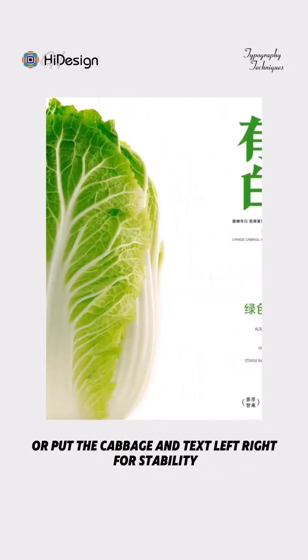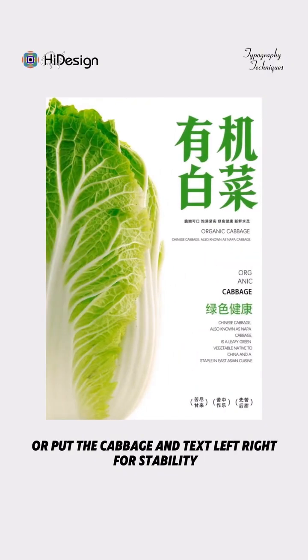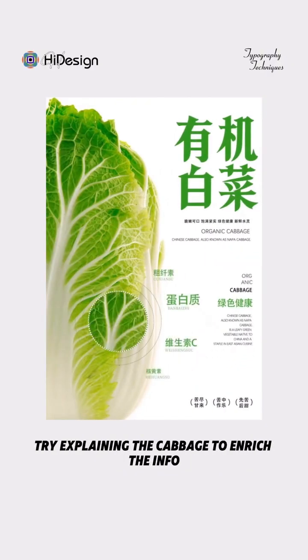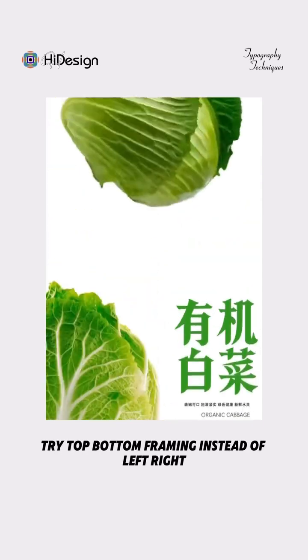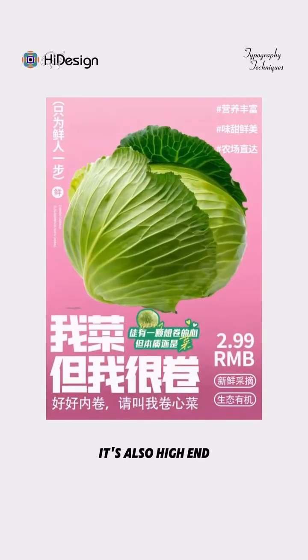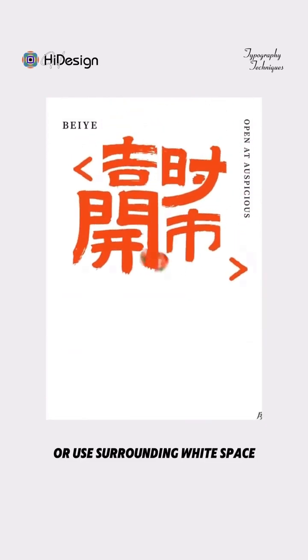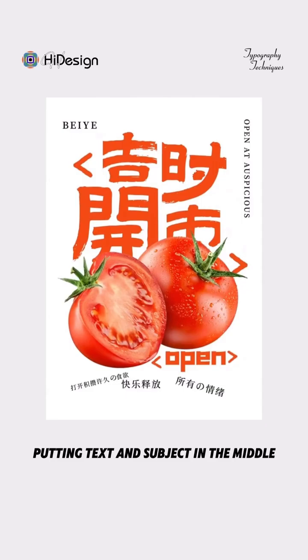Or put the cabbage and text left-right for stability. Try explaining the cabbage to enrich the info. Try top-bottom framing instead of left-right, it's also high-end. Or, use surrounding white space, putting text and subject in the middle.